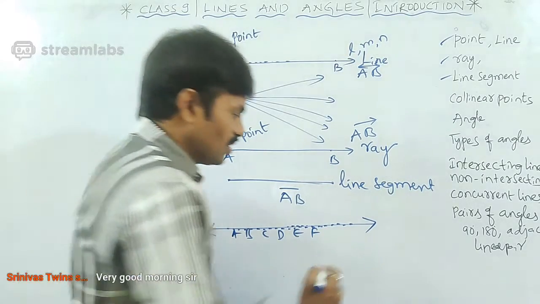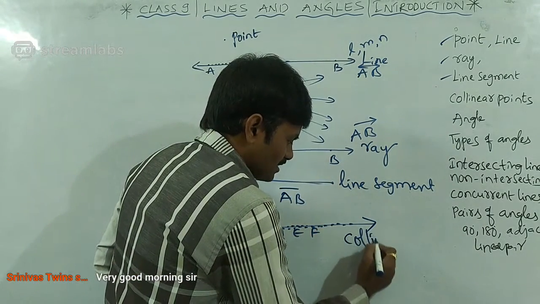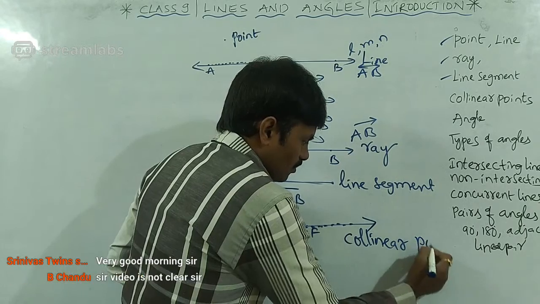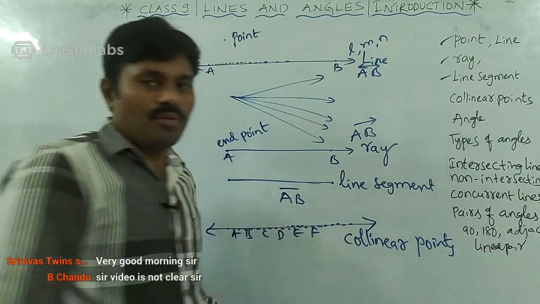What do you call these? Collinear points. Clear?